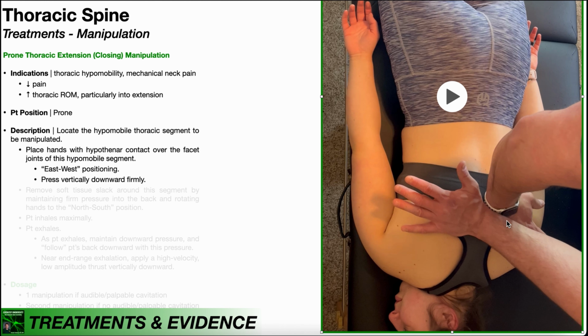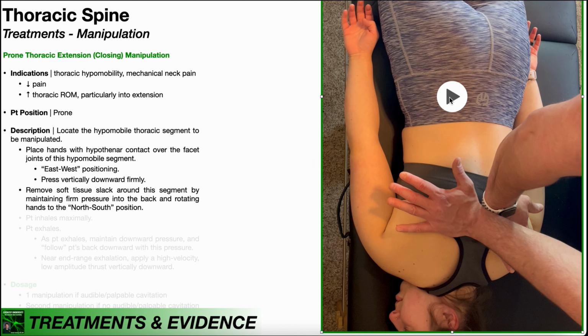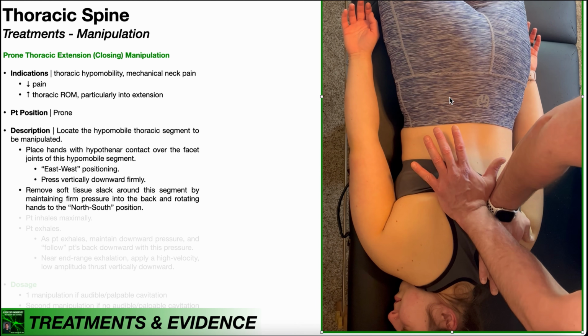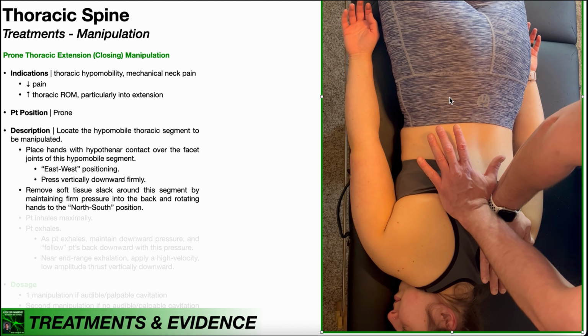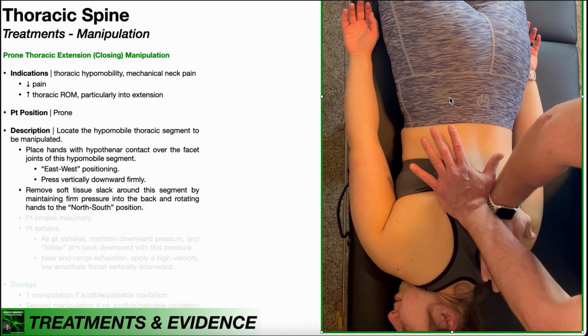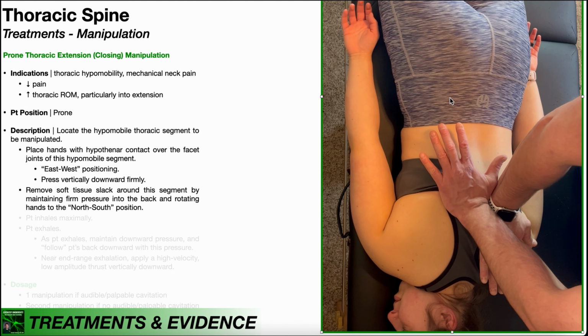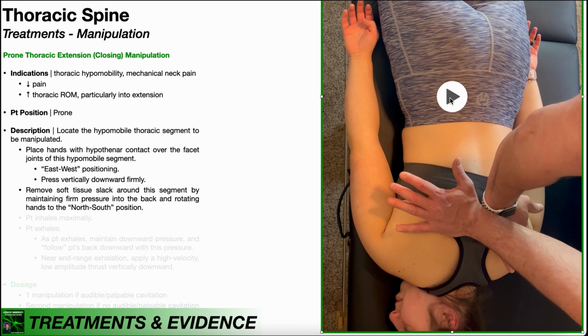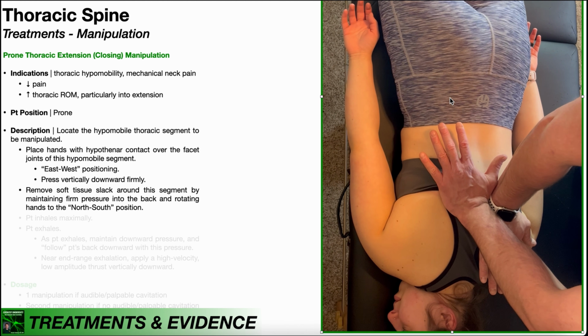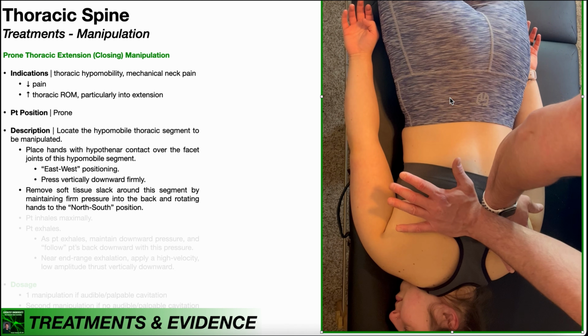One hand's pointed this way, the other hand is pointed out the opposite direction. And I'm going to push down firmly, give some firm pressure in the downward direction toward the table. Now from that east-west positioning, I'm going to remove soft tissue slack around this segment by maintaining that firm downward pressure and rotating my hands into the north-south position as you see right there. So because you're rotating about the hypothenar eminence, your hypothenar contact point should not change. You should still be over those facet joints. The only thing you're doing is removing soft tissue slack.